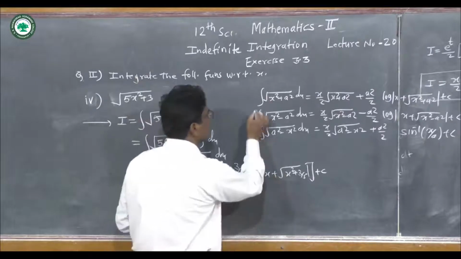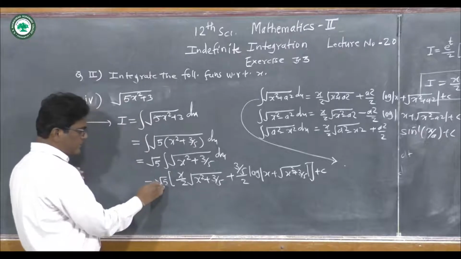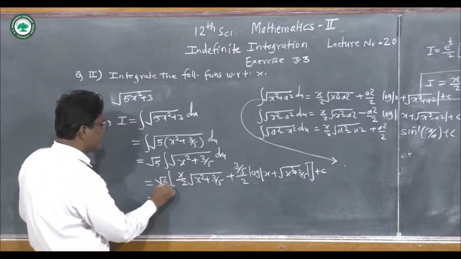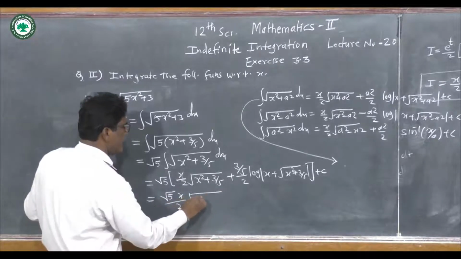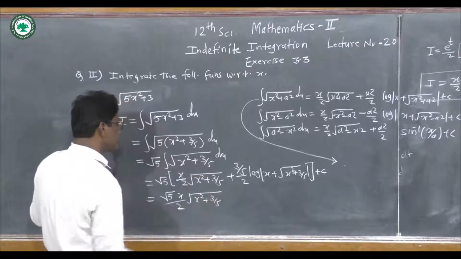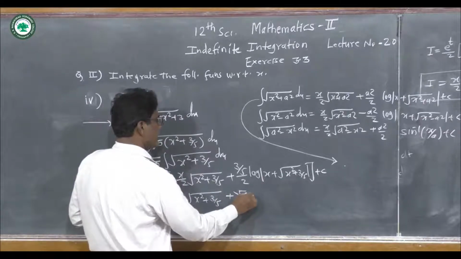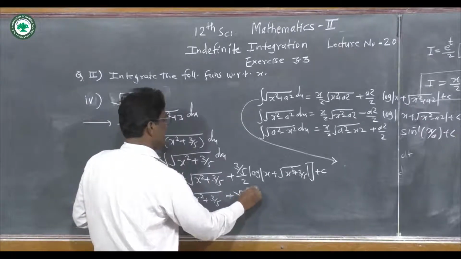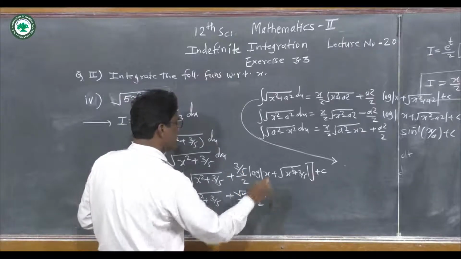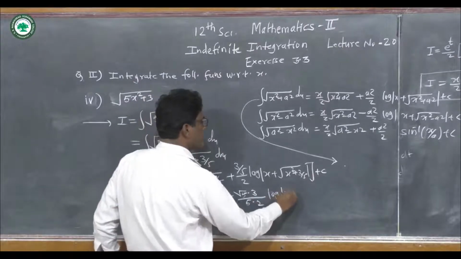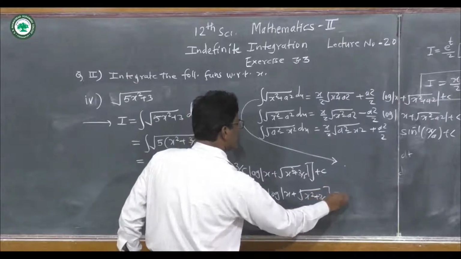And here we write this formula. So we multiply by root 5 inside the bracket, we get here root 5 into x. So root 5x divided by 2 into root of x square plus 3 upon 5 plus this root 5 into 3 upon 5 into 2 and log of mod of x plus under root of x square plus 3 by 5 and plus constant of integration.